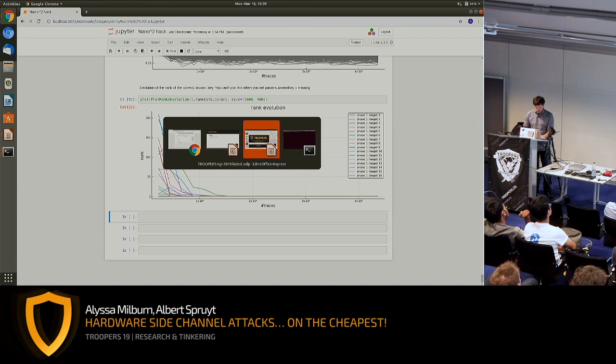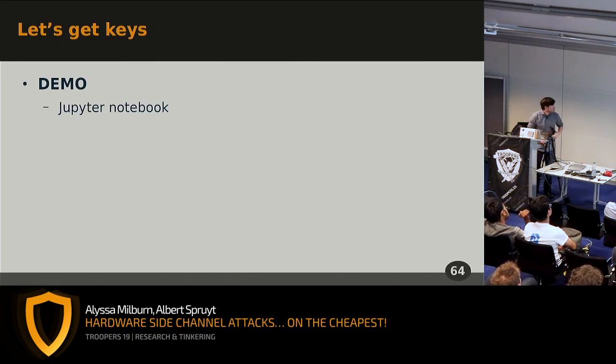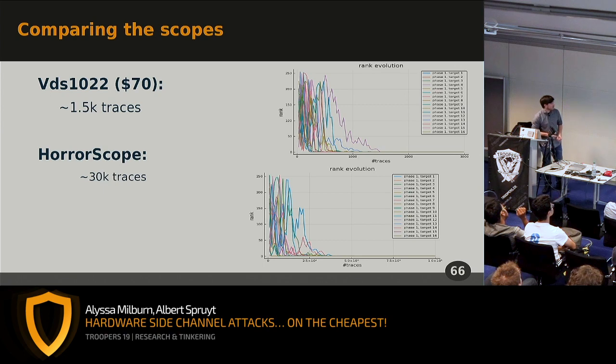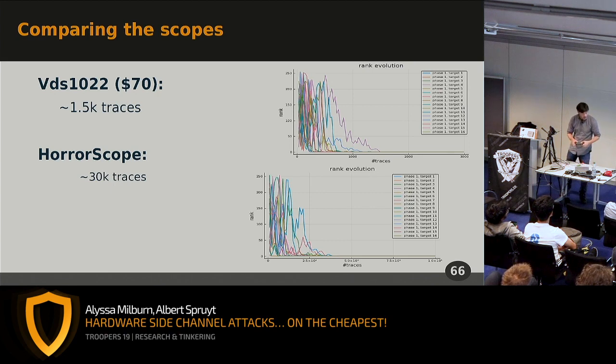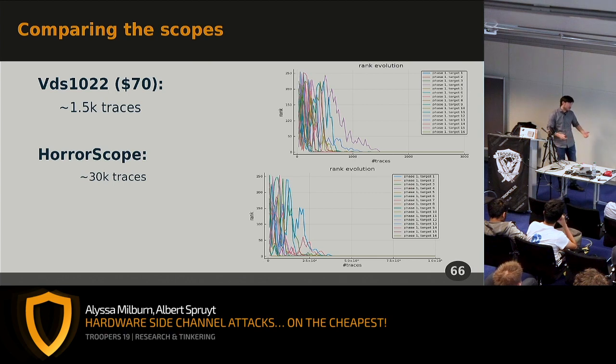So with that, we go back to the presentation. Okay, so we gave this demo. Now we've recovered this key using our homemade oscilloscope. But how bad is it really? It turns out that if we buy this cheap oscilloscope off AliExpress for about $70, we can recover the key in approximately 1,500 measurements. And with the Horoscope, it may differ a bit, but it's at least an order of magnitude more. On the other hand, it's also a lot cheaper.